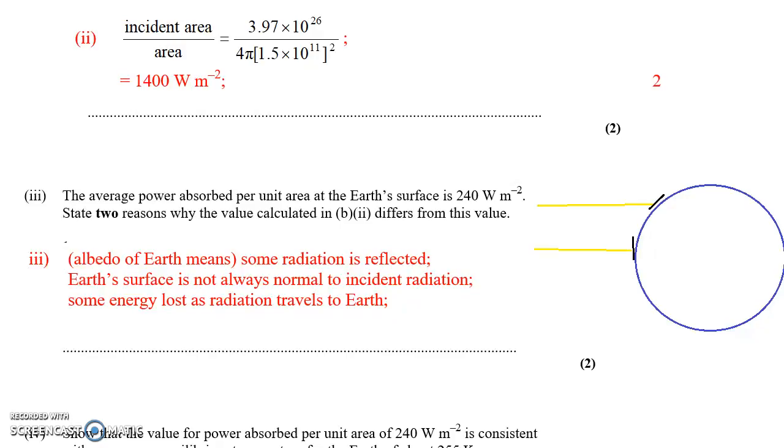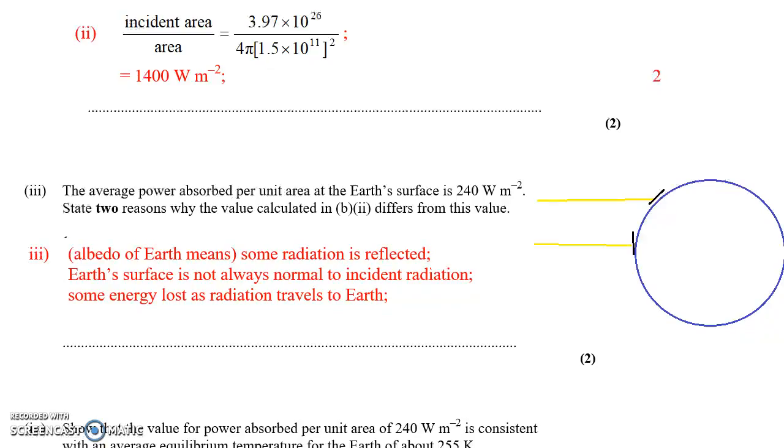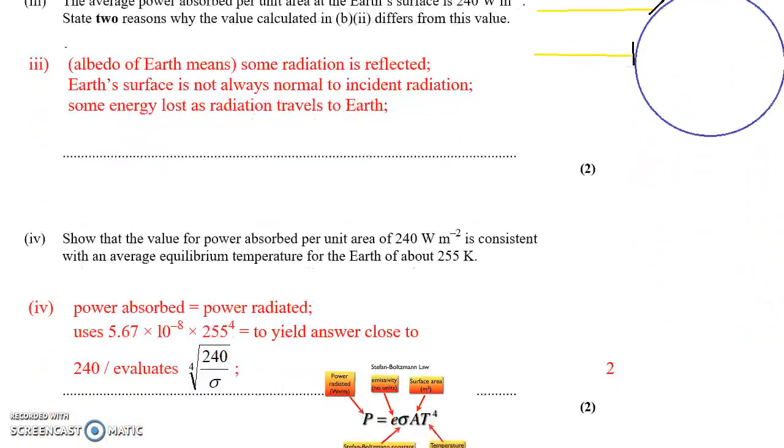Earth's surface isn't always normal to the incident radiation, so as you can see on my handy little diagram here, a solar panel, for example, would receive more energy per meter squared here than it would up here in the northern or southern latitudes, which is why up here we have solar panels angled so that they'd get more sunlight. And a third reason might be that some energy is lost as radiation travels to the Earth. That's in the space between the sun and the Earth. You can get a maximum of 2 marks for that.